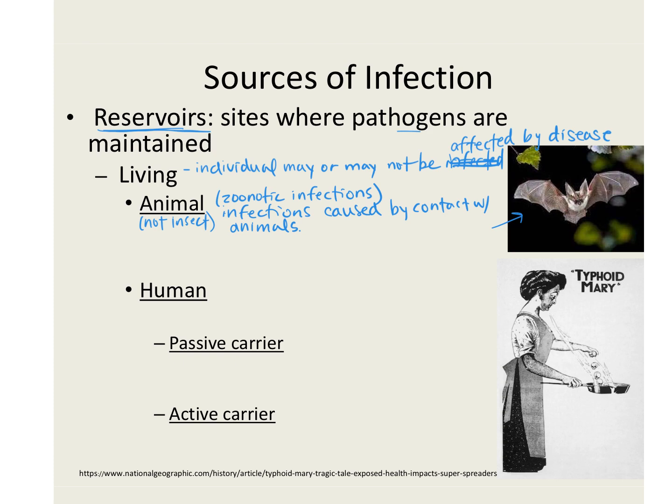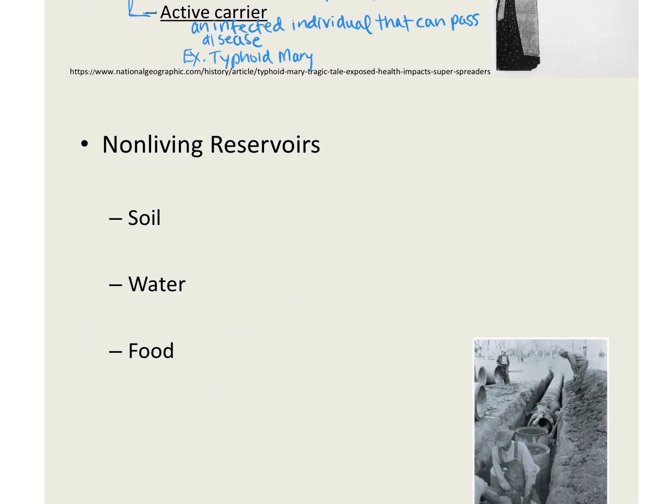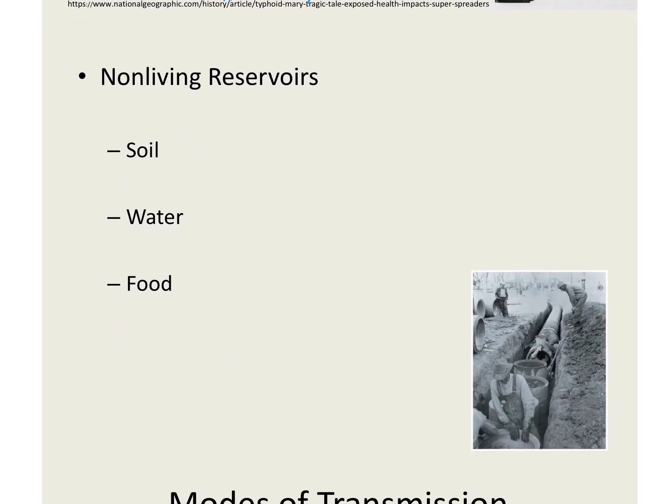So lots of infections can be spread by active carriers. Again, people that are infected but not showing symptoms, things like herpes, HIV, hepatitis B, lots of different things. So we want to distinguish again between whether a human that's not showing symptoms is either a passive carrier or an active carrier.